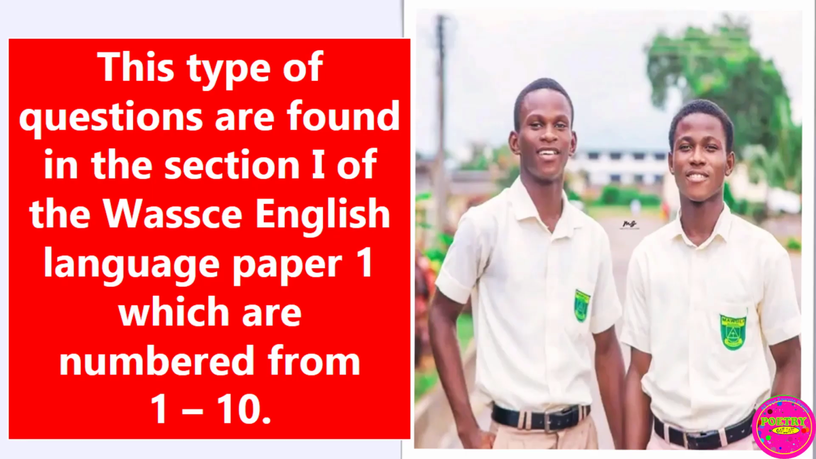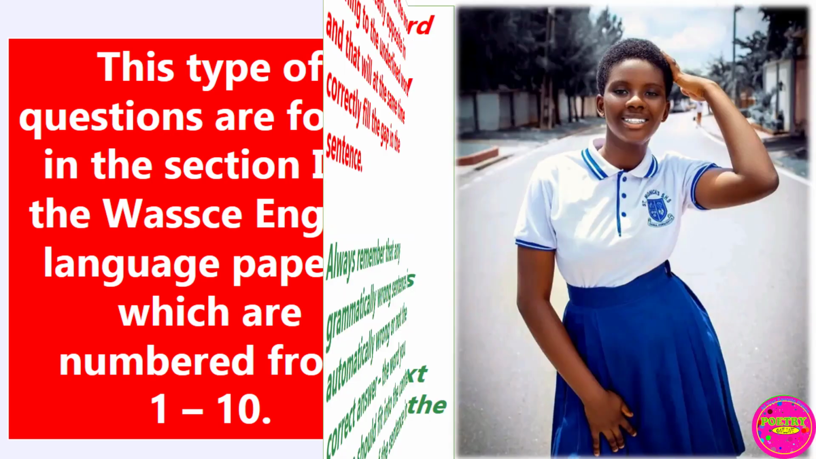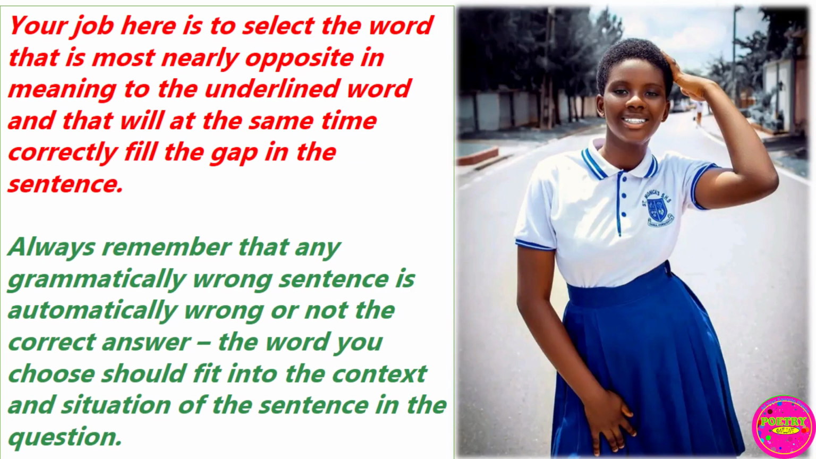This type of questions are found in section 1 of the WASSCE English Paper 1, which are numbered from 1 to 10. Your job here is to select a word that is most nearly opposite in meaning to the underlined word, and that will at the same time correctly fill the gap in the sentence. Notice the use of the words correctly fill the gap in the sentence, so the word that you're going to select should be a word opposite in meaning to the underlined word, and that will at the same time correctly fill the gap in the sentence.